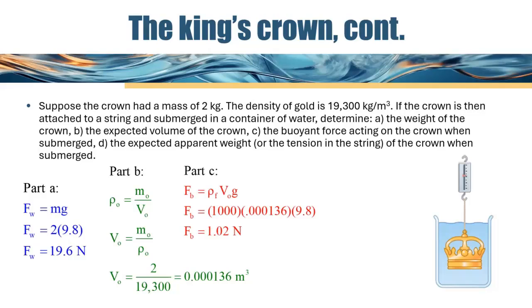All right, the next one, part C, says, what is the buoyant force acting on the crown? The buoyant force is going to be the density of the fluid, that's 1,000, times the volume of the crown dipped in the water, times 9.8, and the buoyant force is 1.02 newtons.